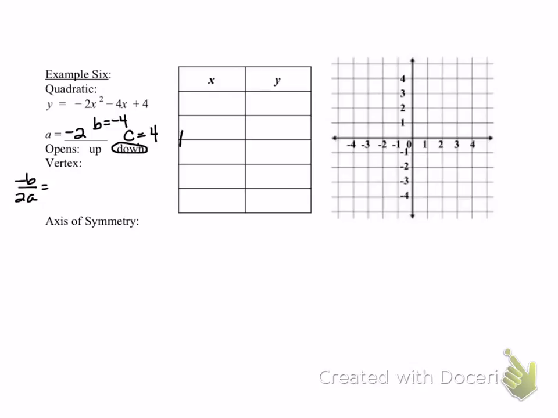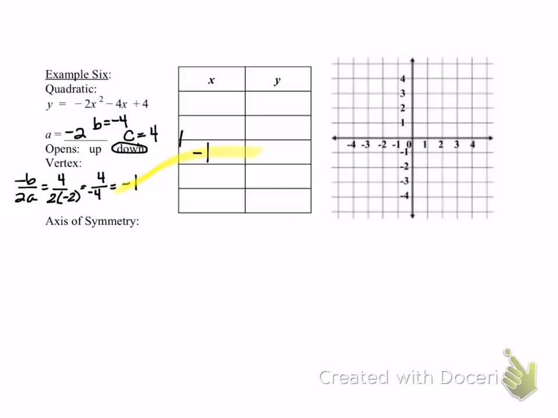So if b is already -4, a negative times a negative does get us a positive. So we're going to have a positive 4 on the numerator, and then 2 times a, which is -2. So we'll have 4 divided by -4, which gives us -1. So remember, that -1 goes in our middle spot in our chart. So we'll have a -1 there.